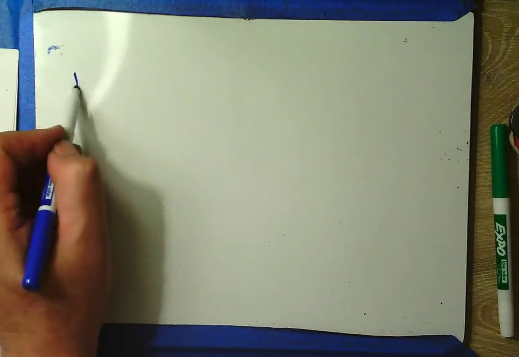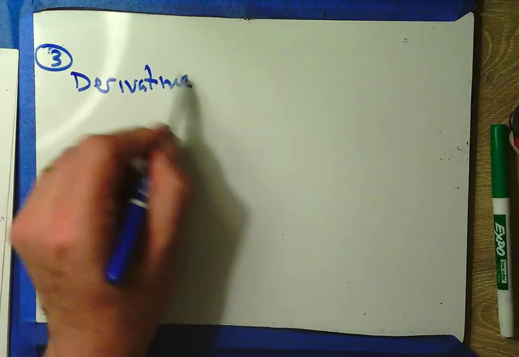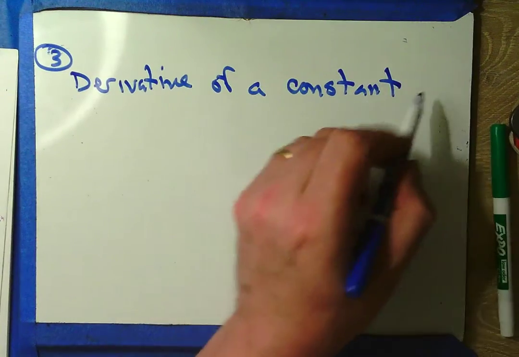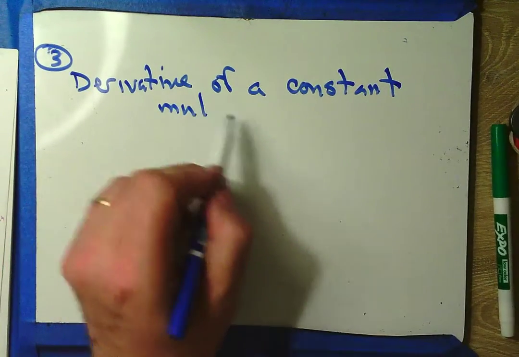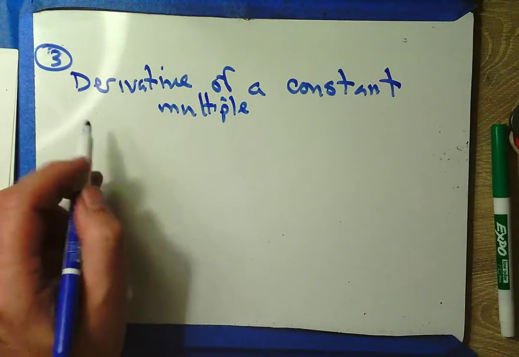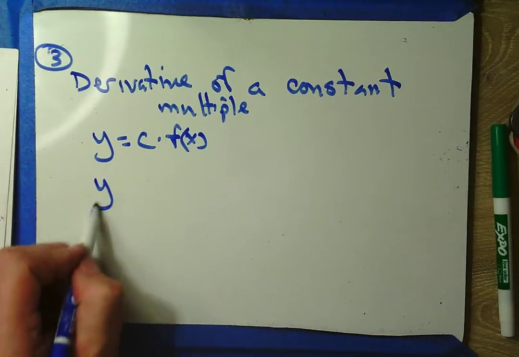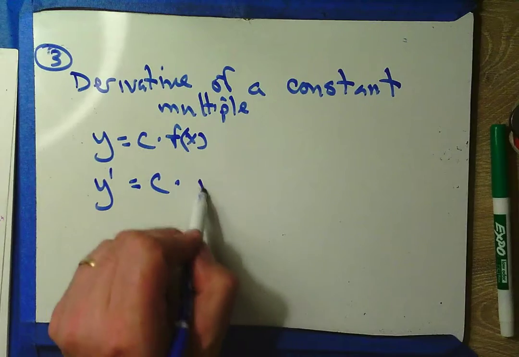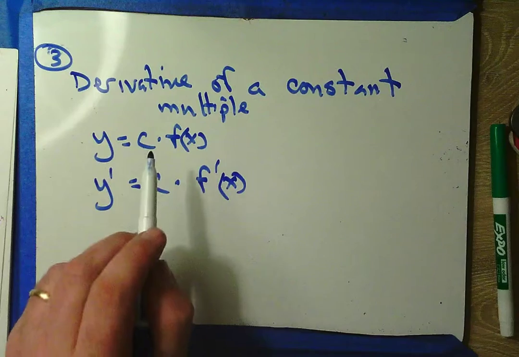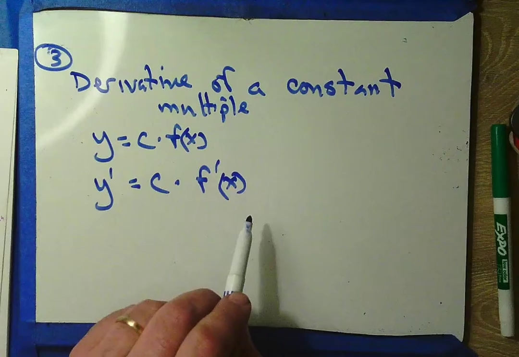When you have the derivative of a constant multiple. What's that mean, Mr. Kukla? It means that y equals c times f of x. The derivative is just going to be c times f prime of x. Whatever this constant is, I can just take the derivative of the function and multiply that constant to that derivative.